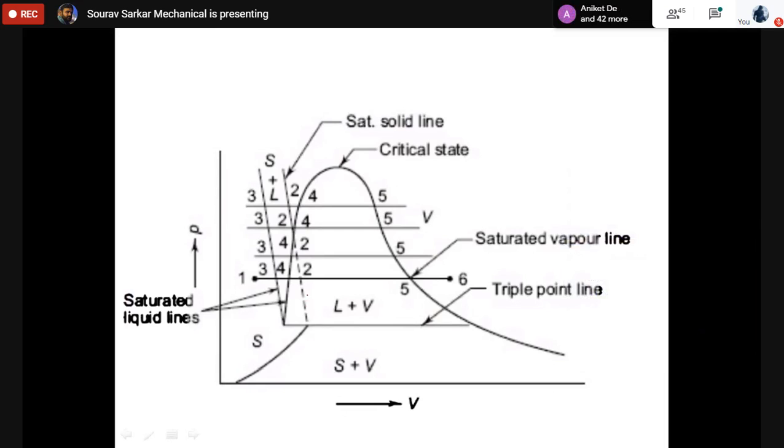So this is ice. This ice melts. If it melts, the density, what will happen to density?